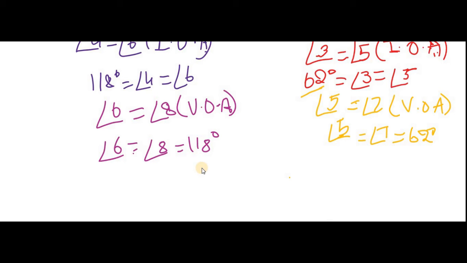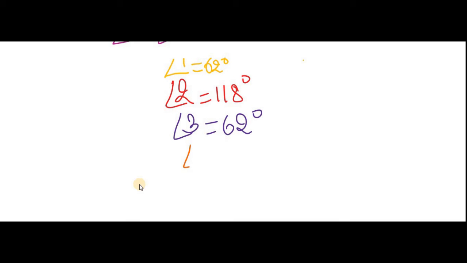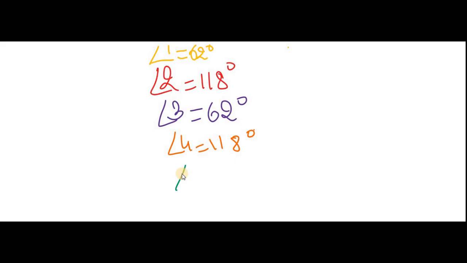So let's just list them out in a pretty clear way. So first of all, angle 1 was given to us. The value was 62 degrees. And then we got angle 2 as 118 degrees. And angle 3, do you remember it? It's 62 degrees, and angle 4 is 118 degrees, and even angle 5 is 62 degrees.